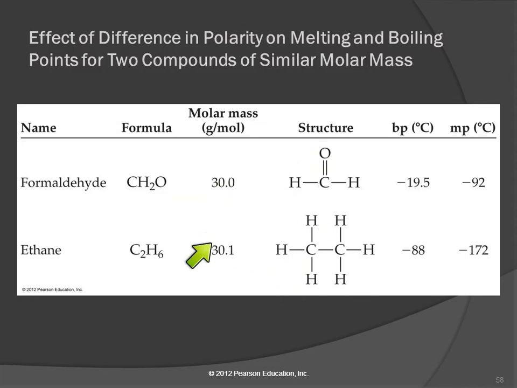Their molar masses are almost identical. But look at their boiling points and melting points. Minus 19, minus 88. That's pretty different. Minus 92, minus 172. Why does this boil at a higher temperature than this one? The molar masses tell us that the dispersion forces are roughly the same, but this one's polar and it also has those dipole-dipole forces. Stronger intermolecular forces, higher melting point, higher boiling point. And we see that the melting point is also higher because of the dipole-dipole forces.